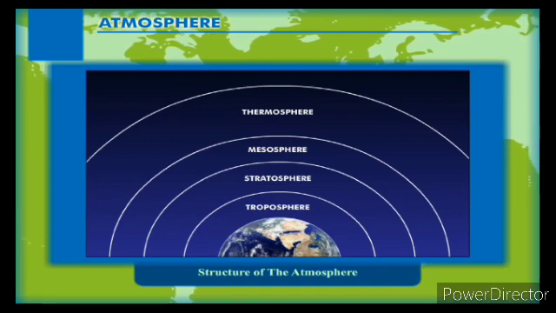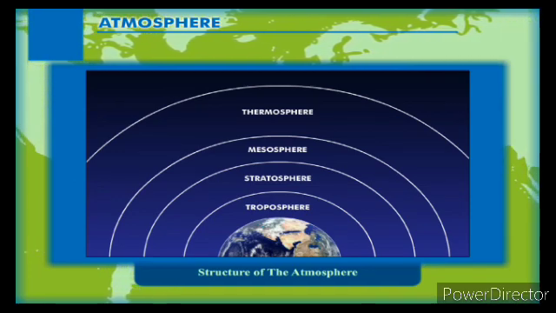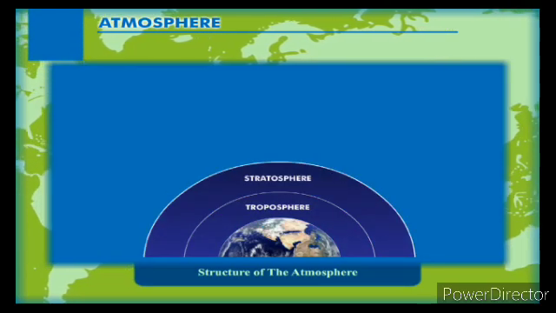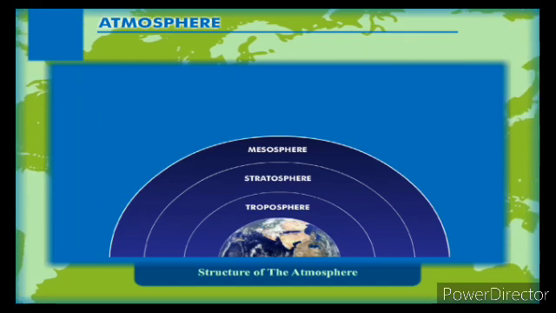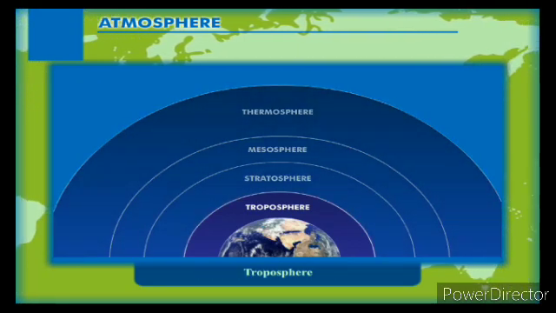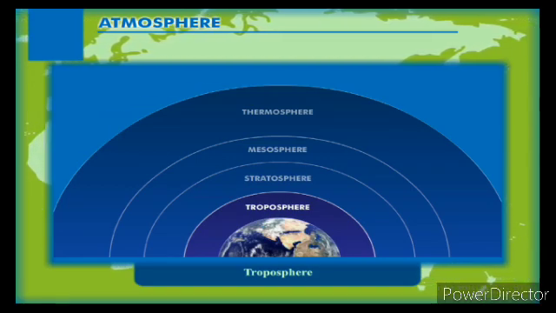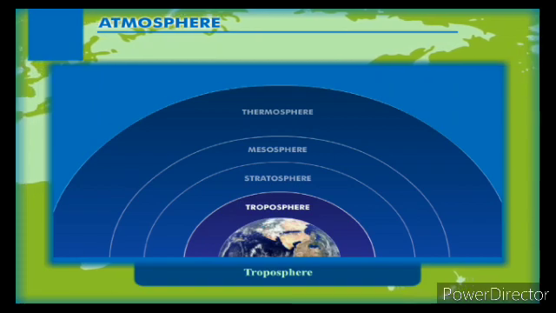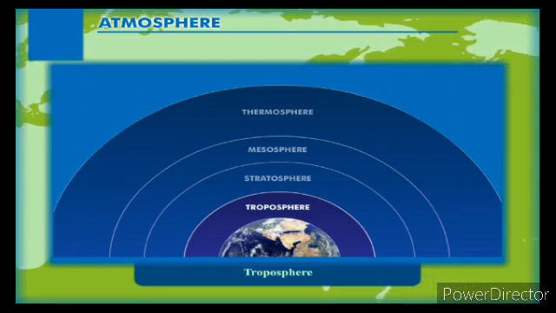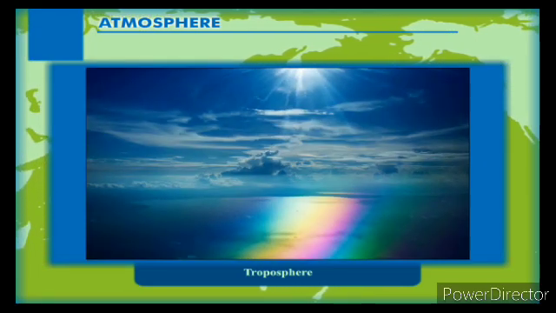Structure of the atmosphere. The atmosphere can be divided into 4 distinct layers: A. Troposphere, B. Stratosphere, C. Mesosphere, D. Thermosphere. Troposphere. The lowest and the densest layer of the atmosphere is known as troposphere. About 3/4 of the mass of atmosphere is contained within this layer. This is the sphere in which changes related to weather conditions occur.